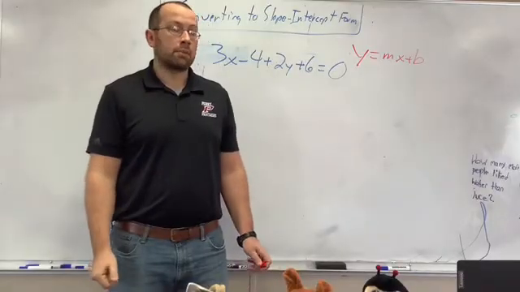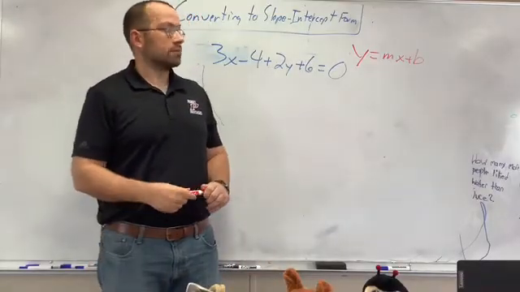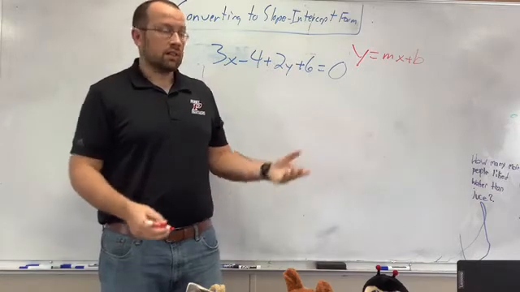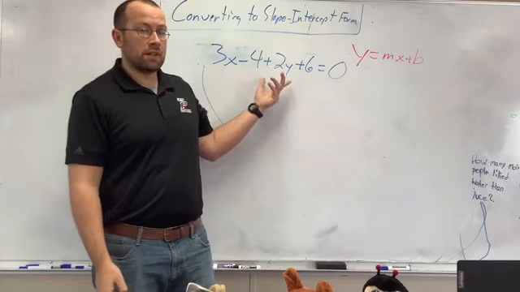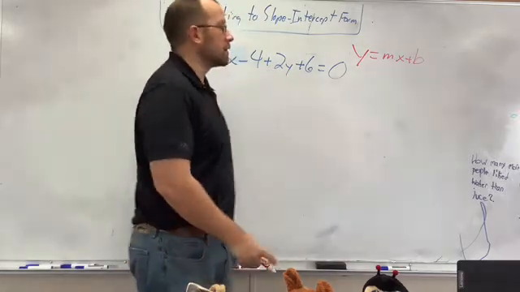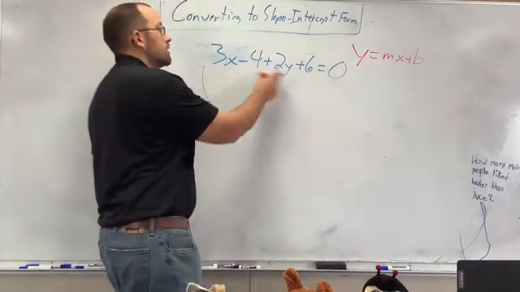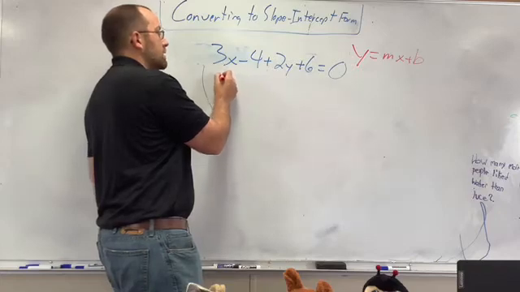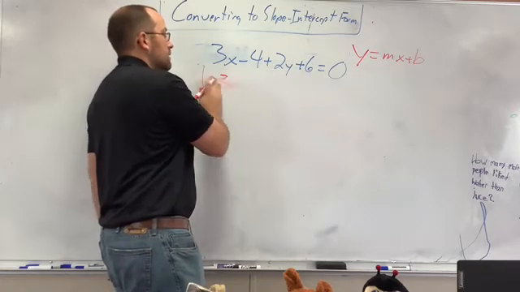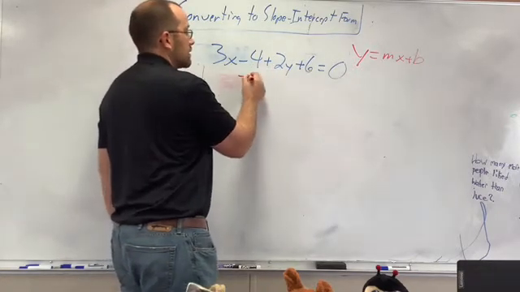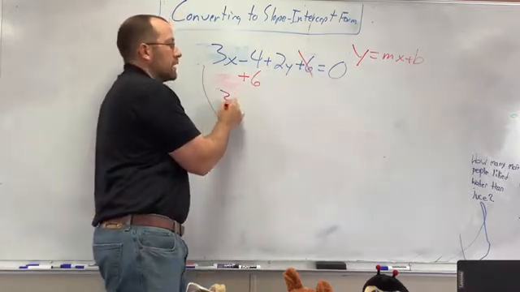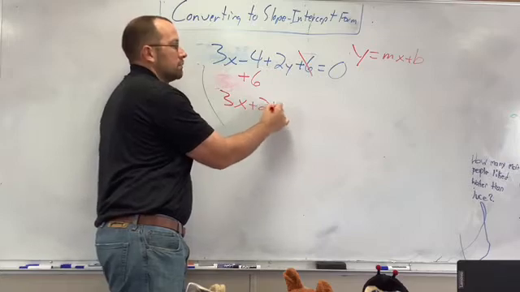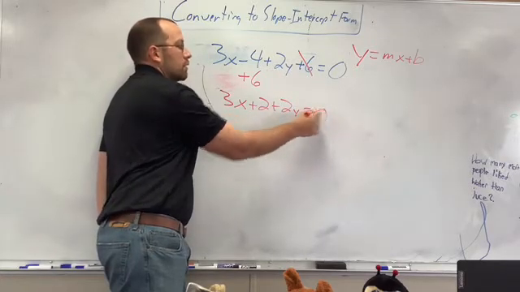Alright, another example. I want to know what the slope is of this. Can I tell what the slope is here? No. I have to switch to slope-intercept form. So first thing I'm going to do is combine my like terms on this side. So that's negative 4 and 6. So it gives me 3x plus 2 plus 2y equals 0.